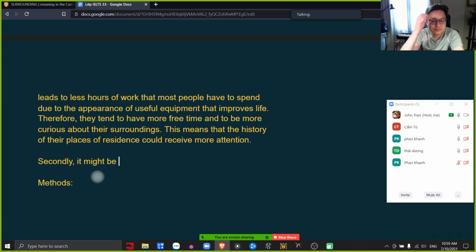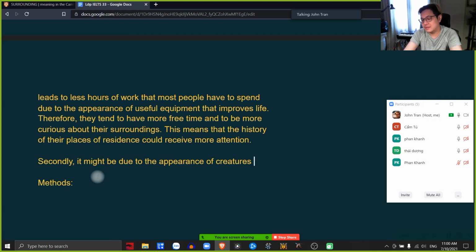Secondly, it might be due to the appearance of zombies. These are creatures. We need to say creature first, and then you can give examples. Appearance of creatures such as zombies. Such as what? Ghosts. Devils. Quỷ và ma khác nhau nha. Devils and ghosts are different.